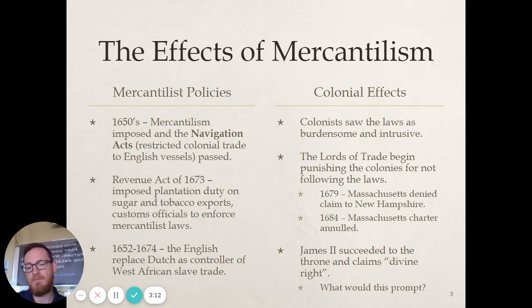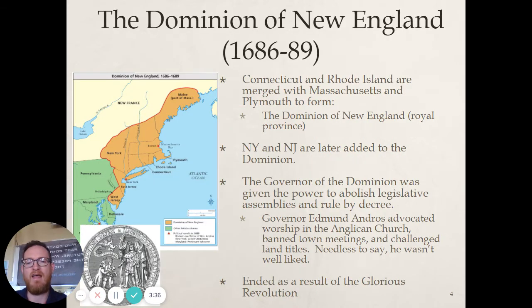James II will come to power, and he will succeed to the throne and claim divine right. And what is this going to prompt? This is going to prompt a lot of colonial pushback. Again, remember we talked about the Enlightenment. Things are changing and people's views on government are changing. And the whole idea of James II saying, look, God has put me in this position and anything that I do comes from God, colonists aren't going to be very happy with that viewpoint.